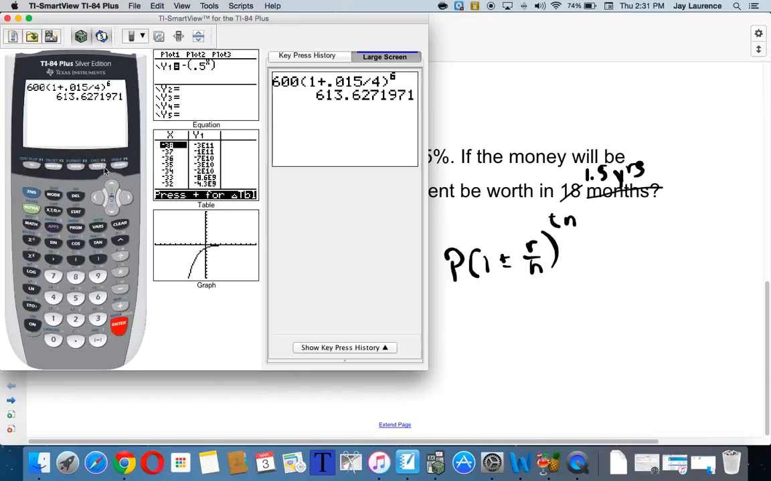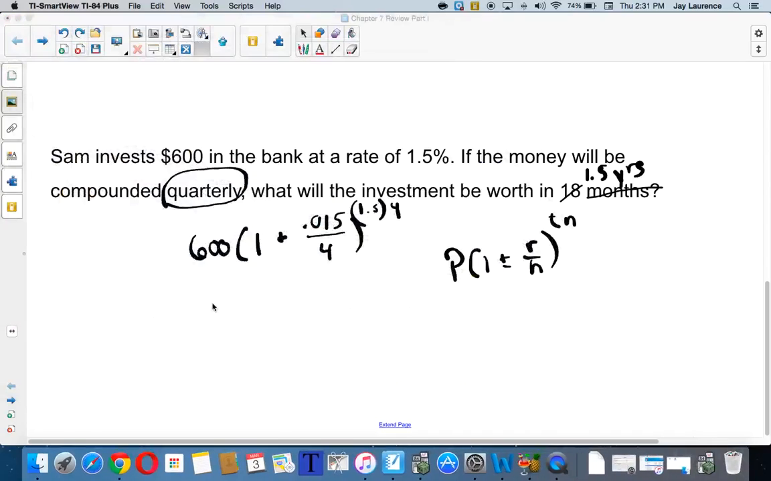$613.63 approximately. Sam says it's not a lot of money, but if you just left it sitting in your piggy bank, Sam, how much would you have a year and a half later? Only what you put in the piggy bank, right? So this way, at least the money is growing. All right, the more you put in, the more it grows.